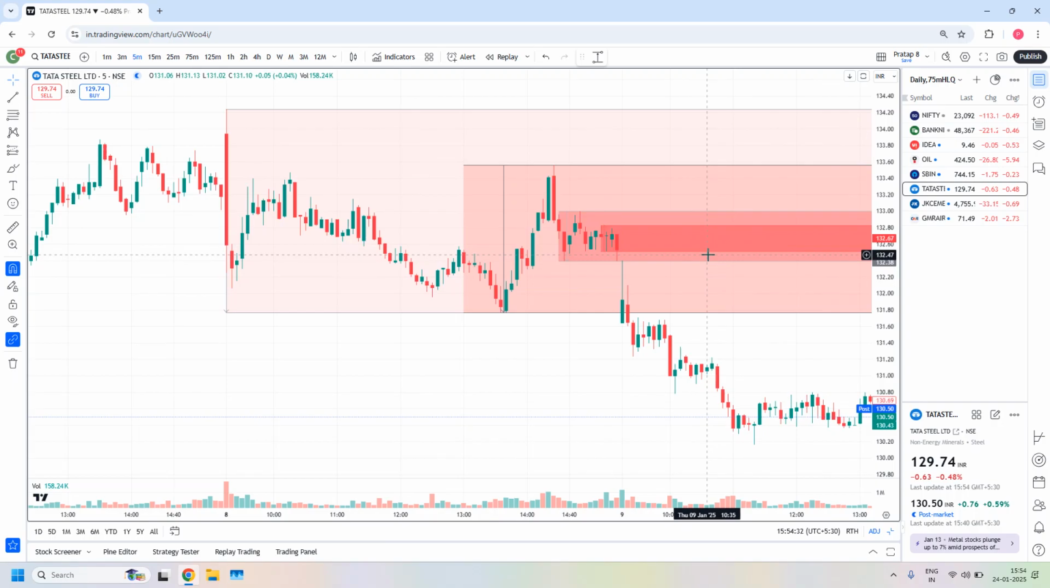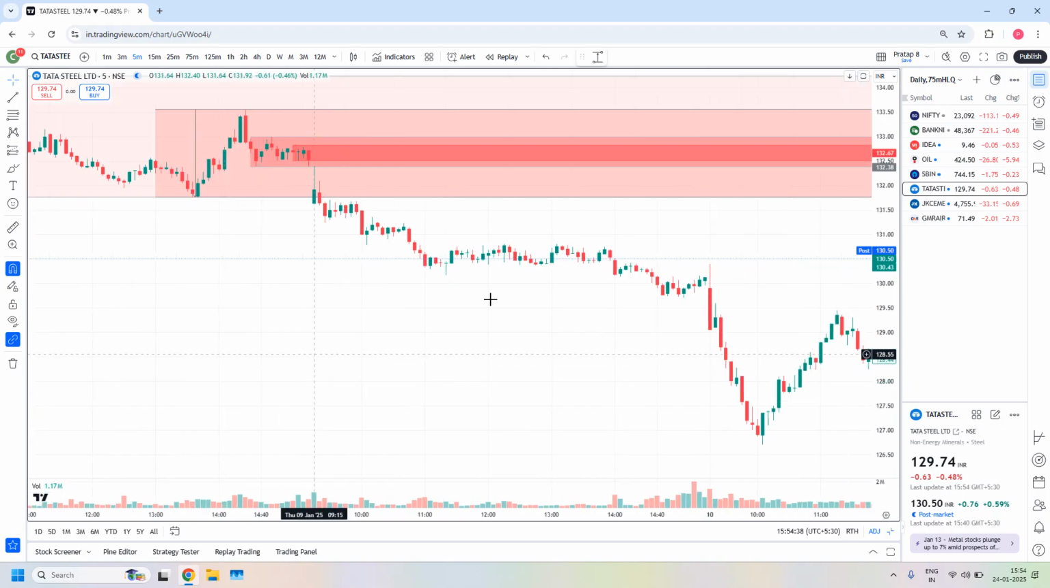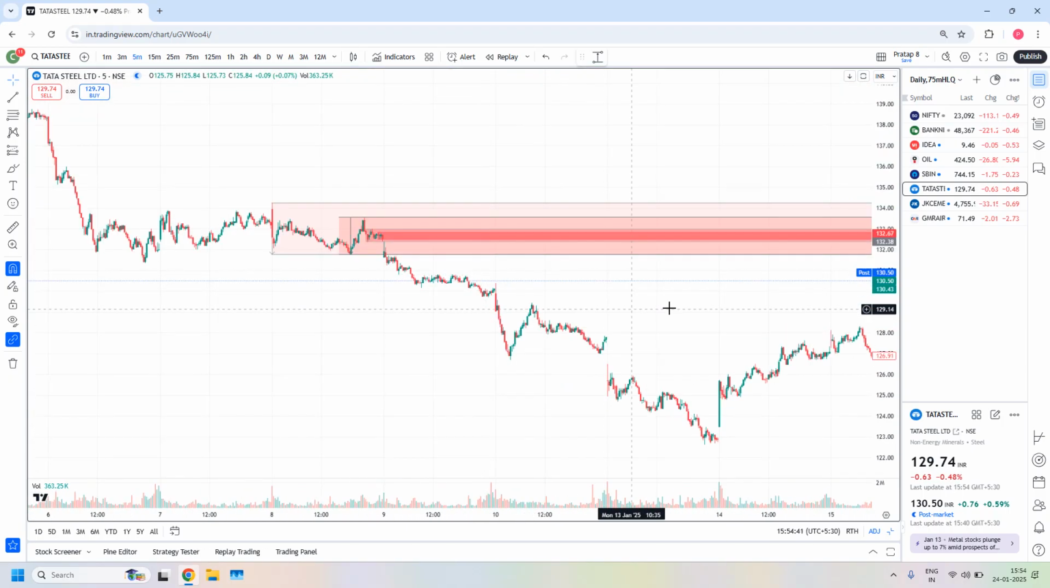Why are we going for F&O? You want to grab more profits. Your profit will be limited to very small. So that is the issue we have with this stock.